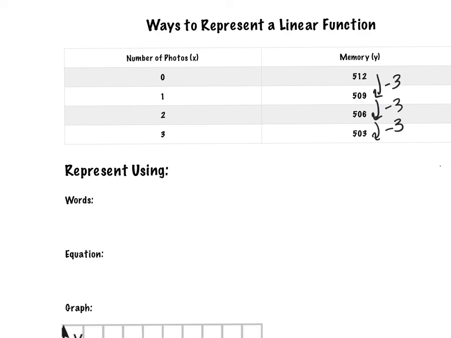So now let's talk about how we can represent this using words, an equation, and a graph, right? I want you to take a second and just think to yourselves, how could you represent that using words? If I said, describe to me what's happening, how would you? So, anybody got one that they want to share? Tabitha? Every single photo, yeah, right? So I could say every photo I take, I lose 3 memory.